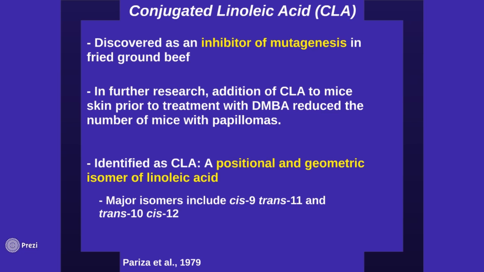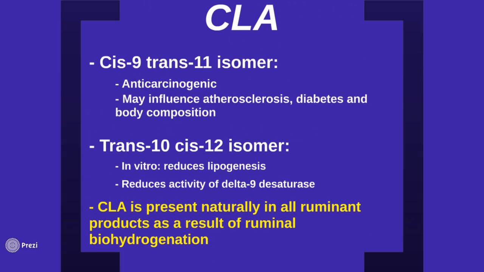And so further research resulted in adding CLA to the skin of mice prior to treating with a carcinogen, DMBA, which actually reduced the number of mice that had resultant papillomas or skin cancer. And so we go a few more years, and it's finally identified as CLA, or conjugated linoleic acid, a positional and geometric isomer of linoleic acid. These come in two major isomers, the cis-9 trans-11 and the trans-10 cis-12. We'll see that both of these isomers play a huge role in health.